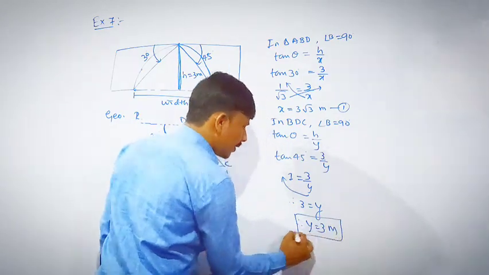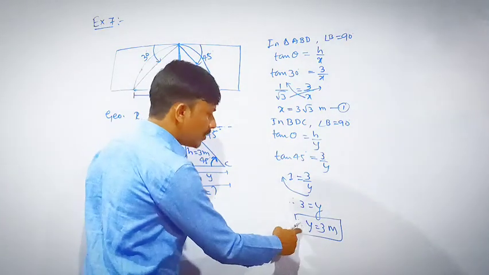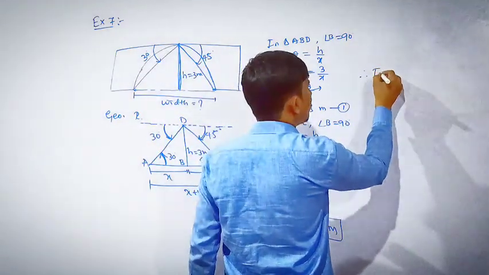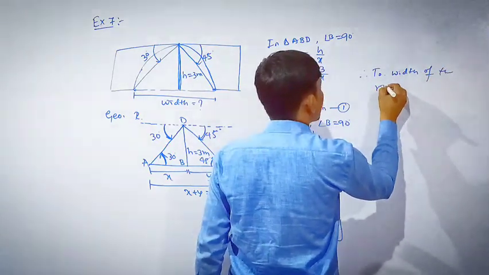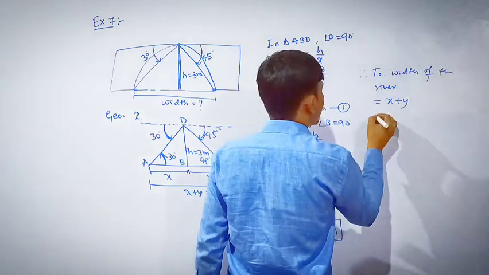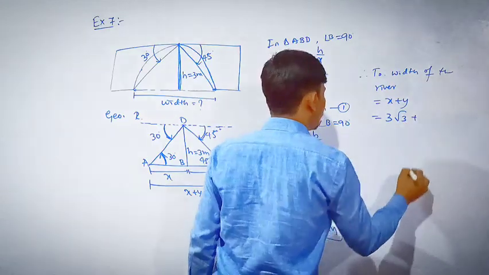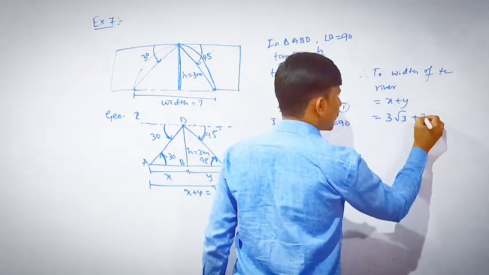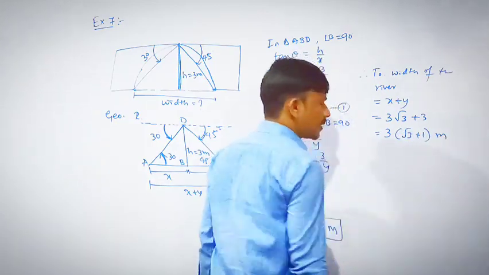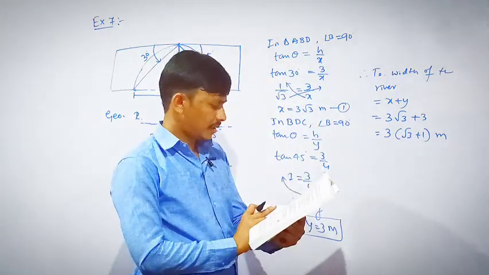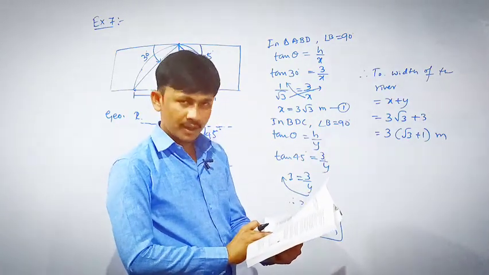We got y value and we got x value. What is x value here? 3 root 3. Y value 3. Therefore total width of the river is equal to x plus y is equal to 3 root 3 plus what is y value? 3. Then let us consider 3 common. 3 in bracket root 3 plus 1 meter is the required solution. Next we will be moving on to the exercise number 12.1 first question.